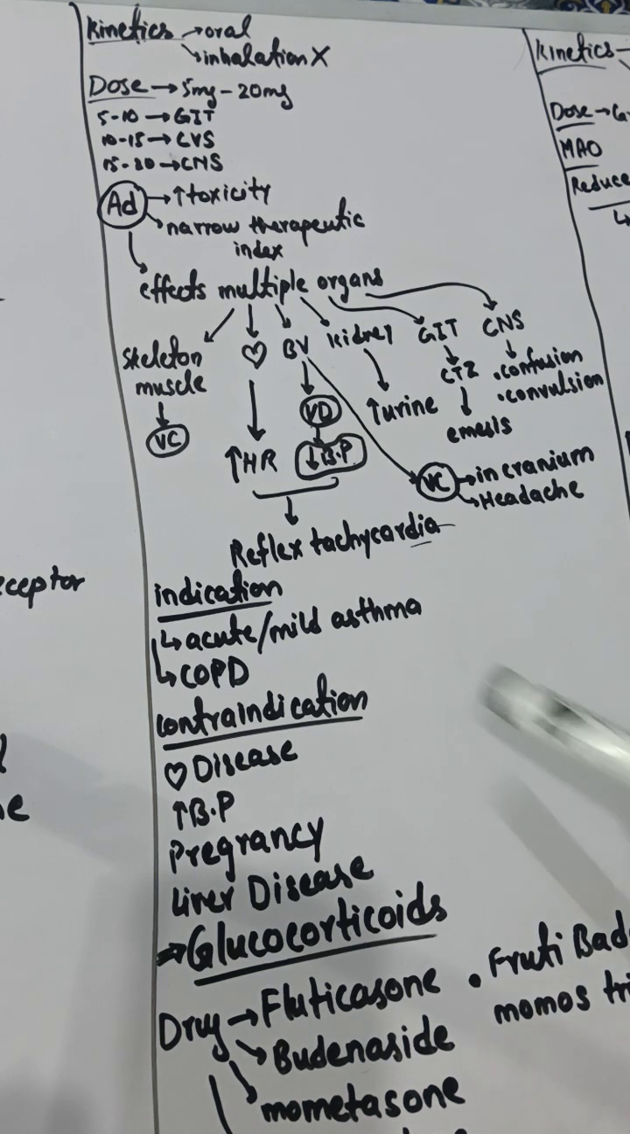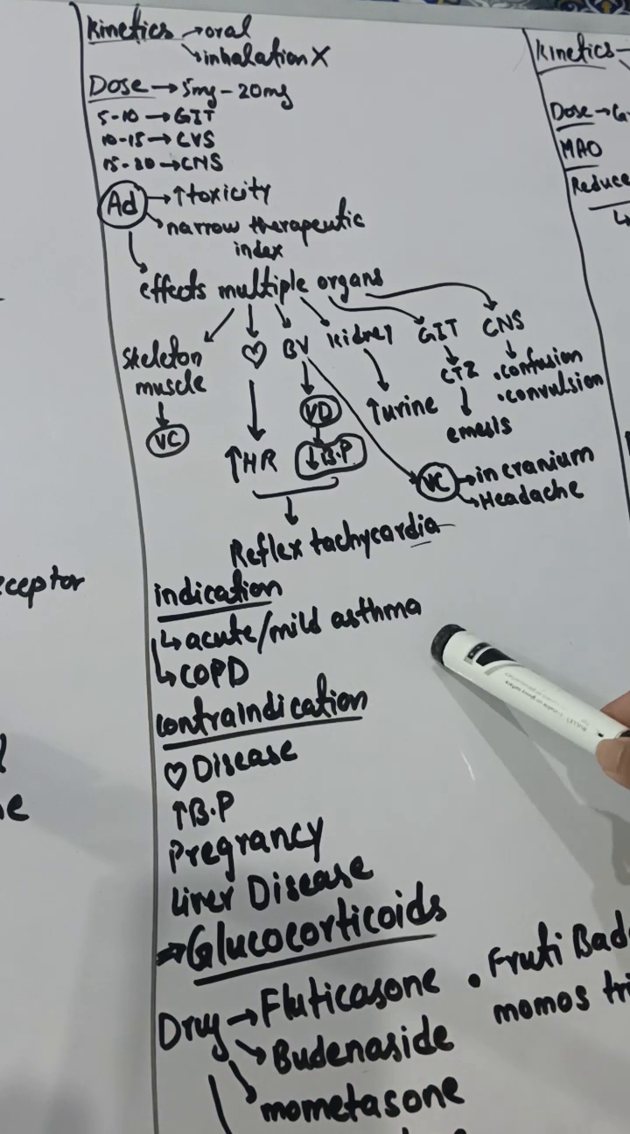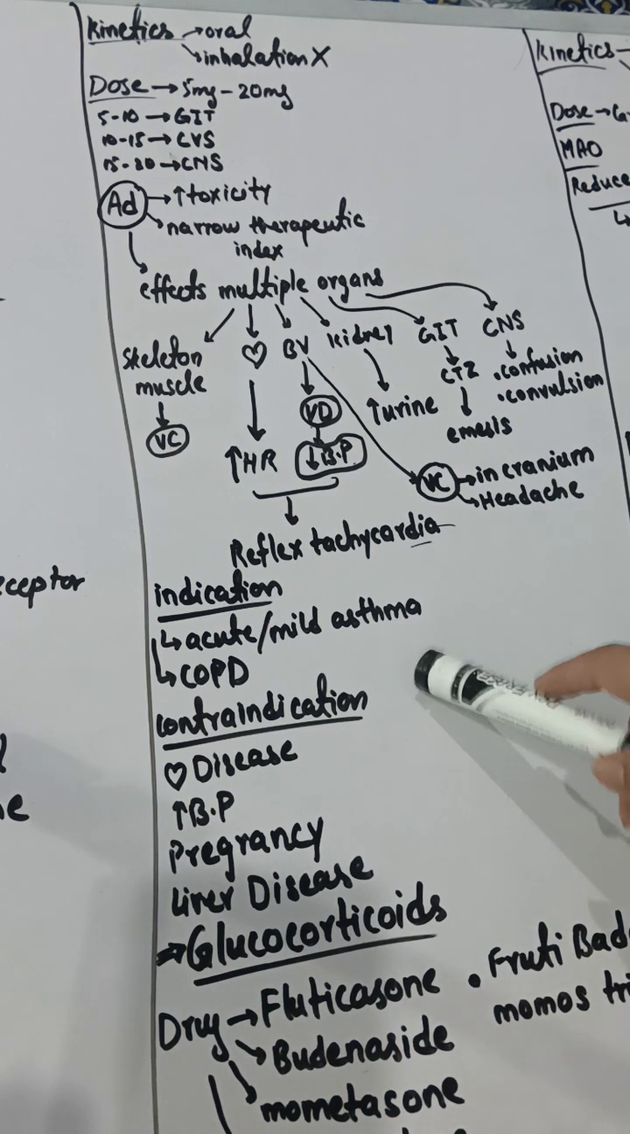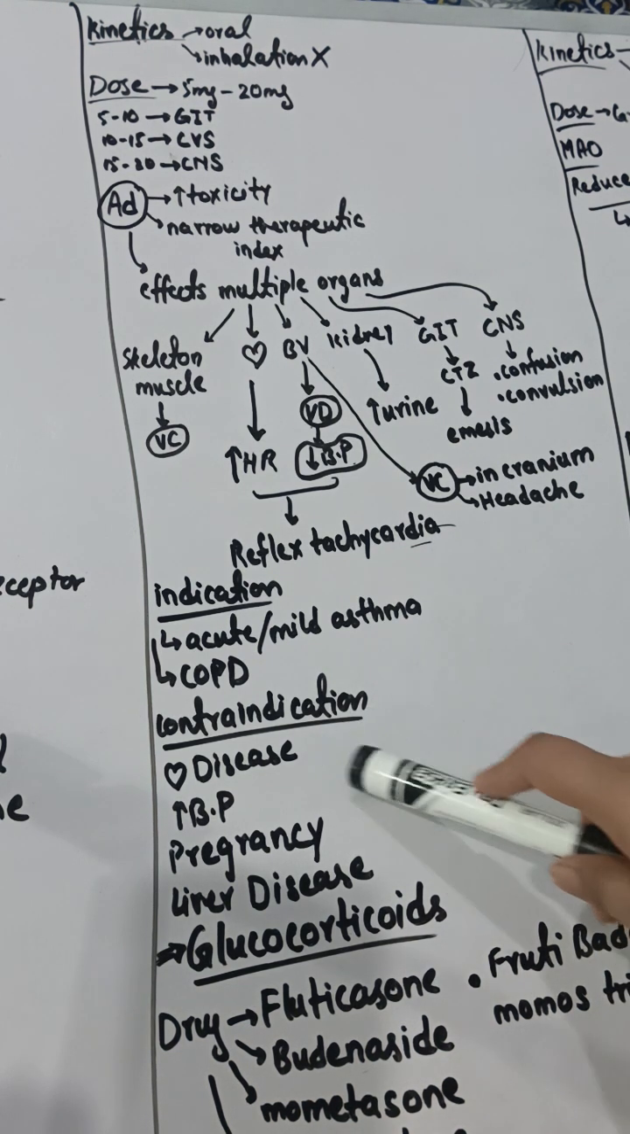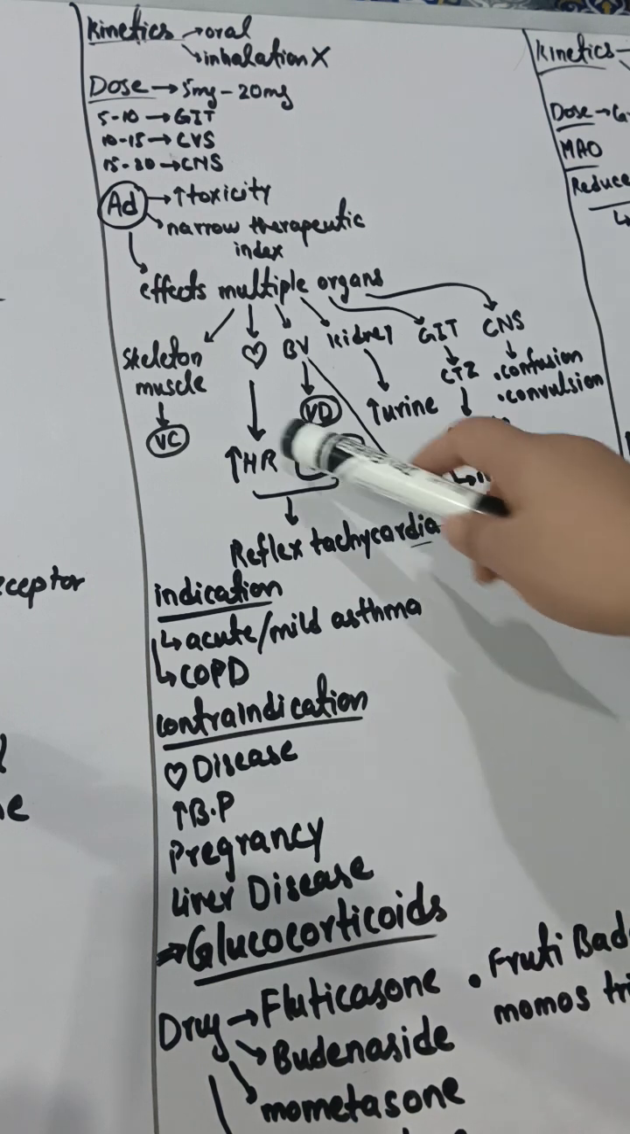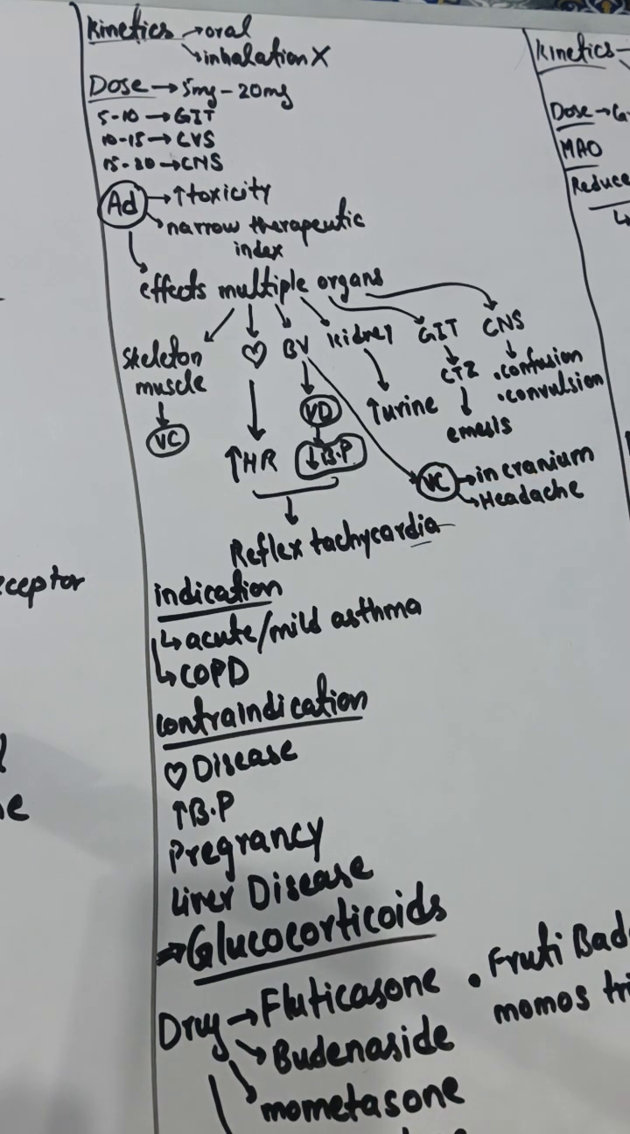So let's discuss the indications, in which you can use them. In acute or mild asthma, or in COPD, chronic obstructive pulmonary disease, you can give them. As for contraindications, you cannot give them to heart patients, because of the increase in heart rate. If a person is already a heart patient, you cannot give theophylline, aminophylline or caffeine to them.